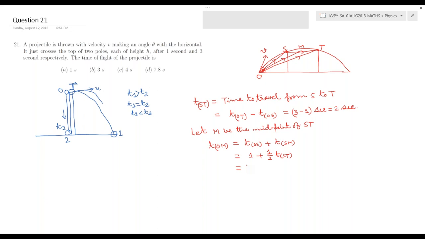Sir, can you please repeat the question? Yeah, the question is that I said the time to travel from S to M, where M is the midpoint of S and T, is equal to the time to travel from M to T. How can that be possible? Based on what logic can it be equal?